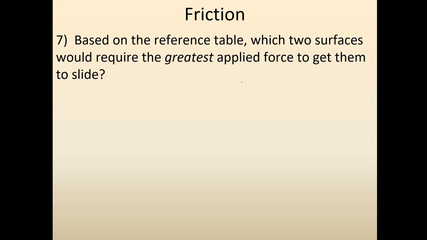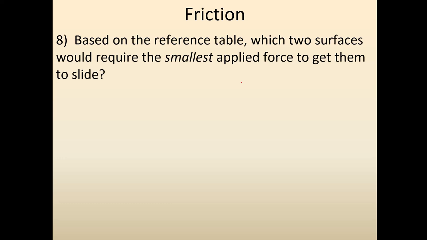All right, so here they want to know which two surfaces require the greatest applied force to get them to slide. If you look on the reference table, we look for the one with the highest coefficient, and that would end up being rubber on dry concrete. And that's it. Here's the next one. Pause the video, work it yourself. We'll go over it in a second.